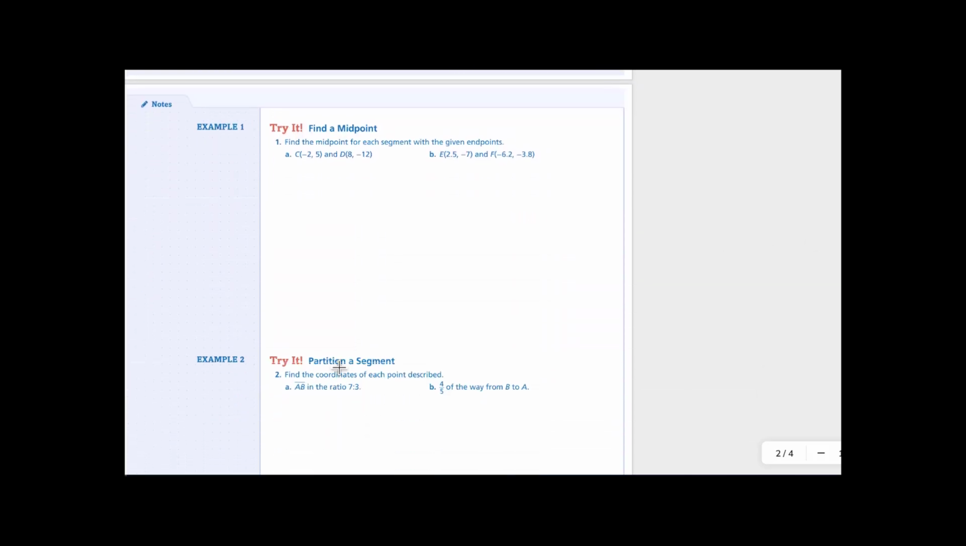Let's move on to example 1. In example 1, we want to find the midpoint of the segment with the given endpoints. Point C is at -2, 5. Point D is at 8, -12. So usually I try to draw a segment and represent the situation. And we want to find the midpoint.